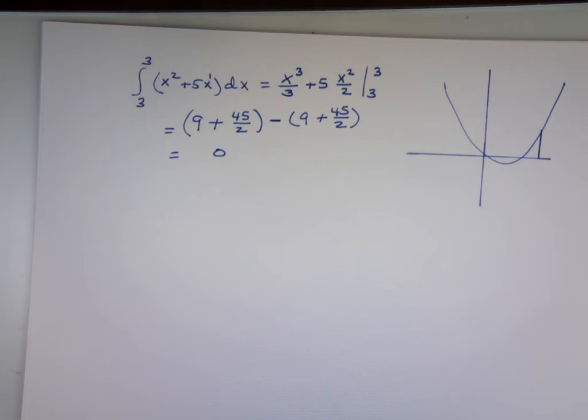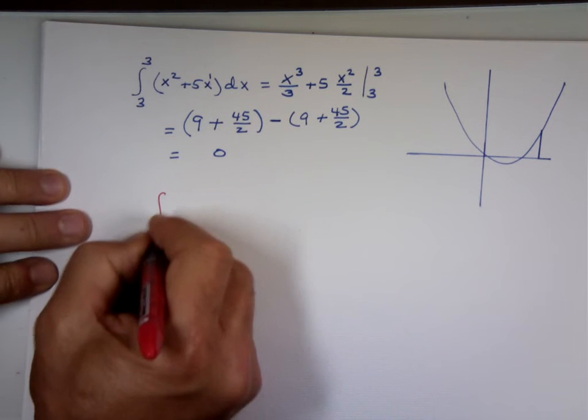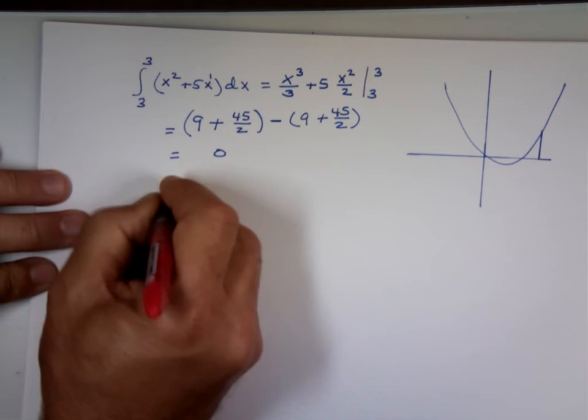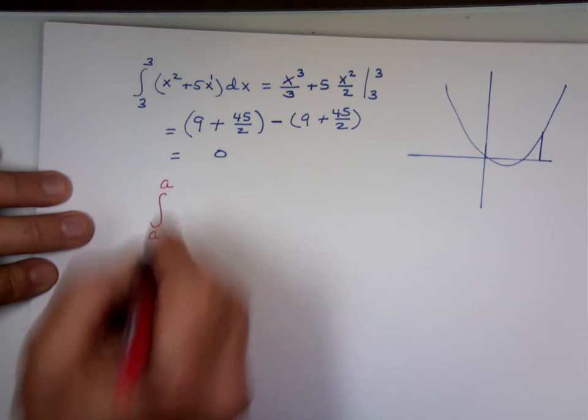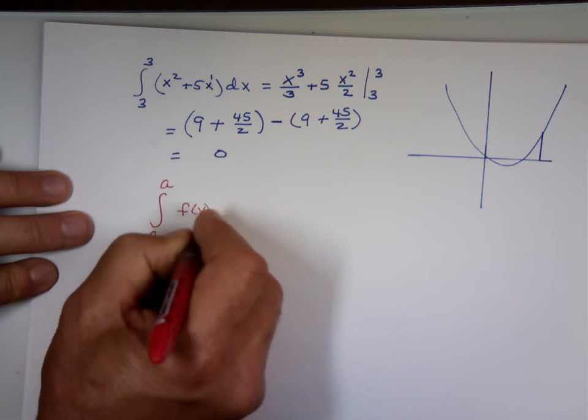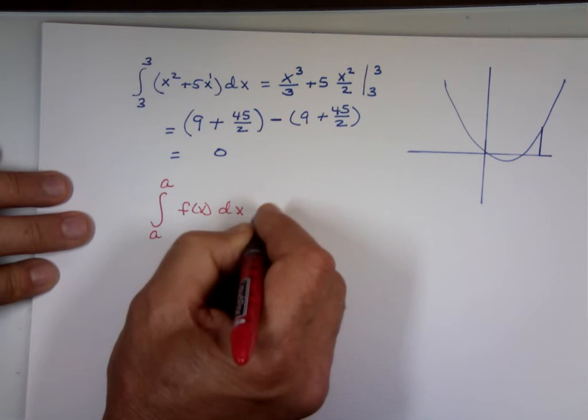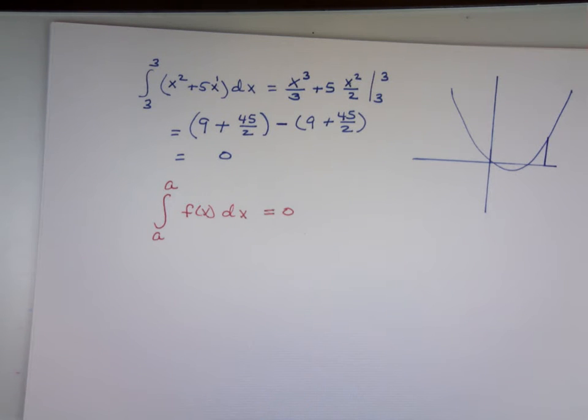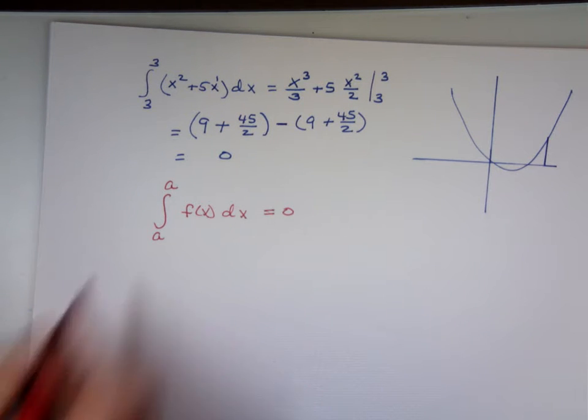I don't care what the function is. If you're integrating from a to a, doesn't matter what the function is, of f of x dx, that answer is always going to be 0. Always. If these two are the same, the answer is always 0.